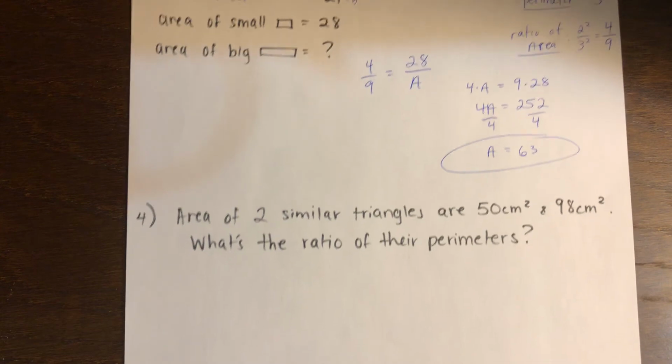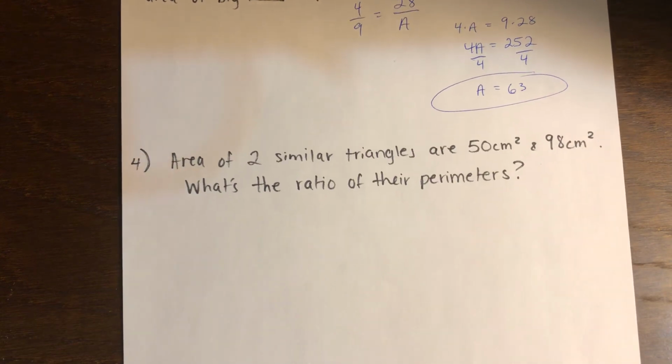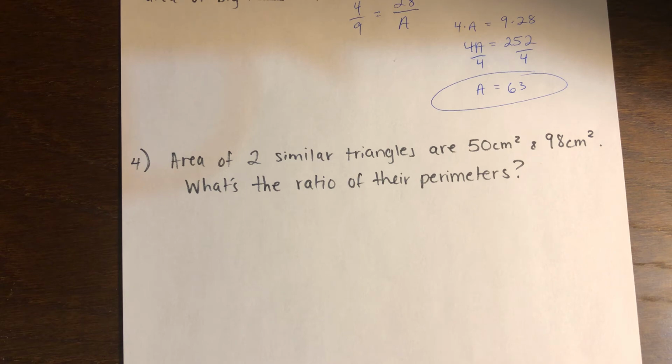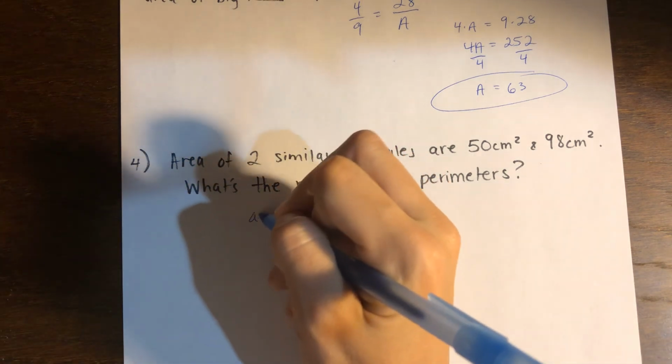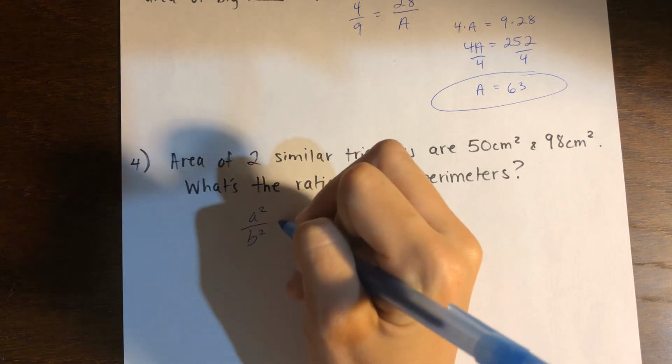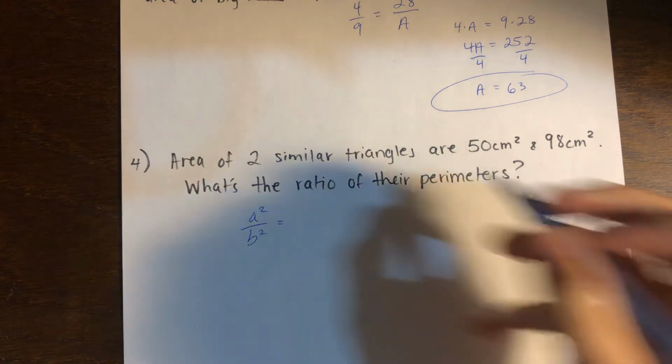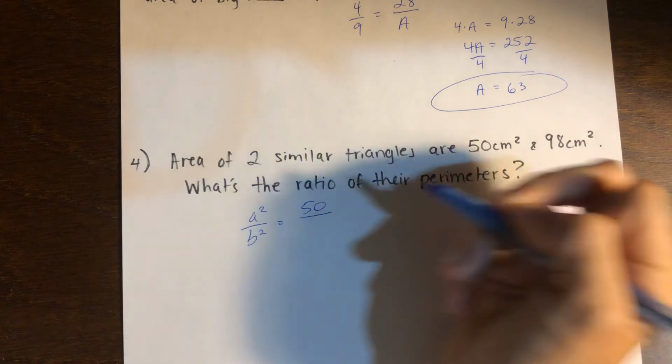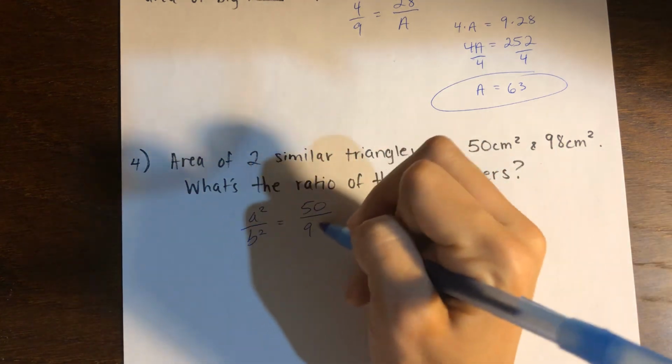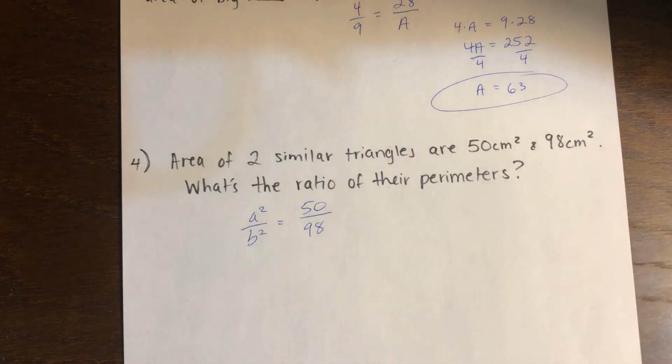Okay, the next one we're going to do is this last one. We're not really given pictures, and this one's going to be a bit different than what we've been doing. We have the areas of two similar triangles, 50 centimeters squared and 98 centimeters squared. They want to know the ratio of the perimeters. So we know A squared over B squared, right? The area is 50 for that one and then 98. So A squared over B squared is that.